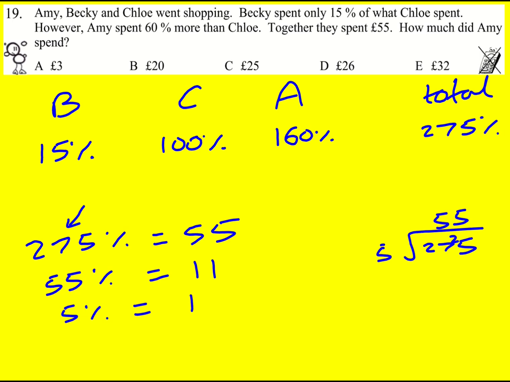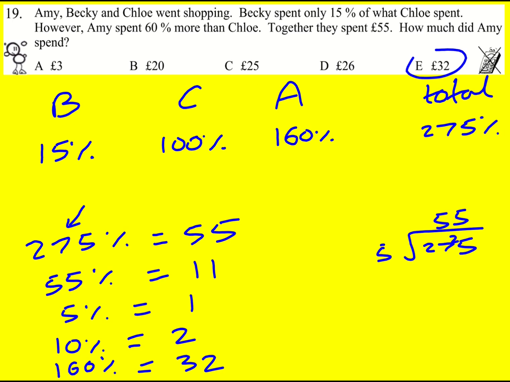And remember, I want how much Amy spent, which was the 160%. So, okay, let's build our way up. 10% is going to be 2. Therefore, 160%, I times by 16, is going to be 32. And Amy spent £32.